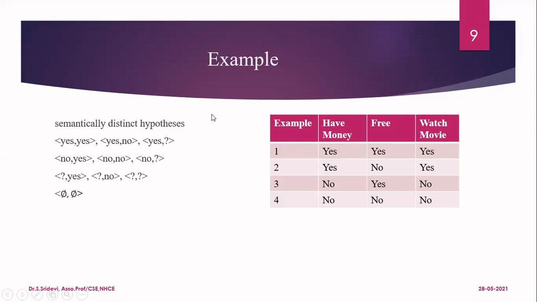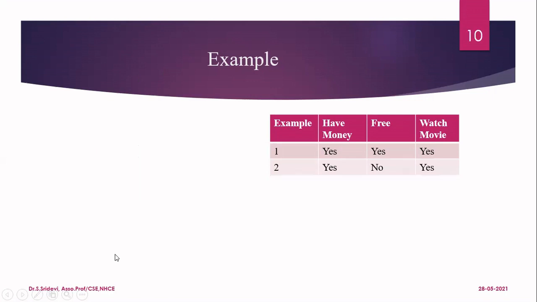So totally we have 9 plus 1, 10 semantically distinct hypotheses that are possible for this given data set. This is called capital H. Now in the list then eliminate algorithm, first you are going to start with the entire hypothesis set, which is nothing but these 10. So now let us proceed with the algorithm.